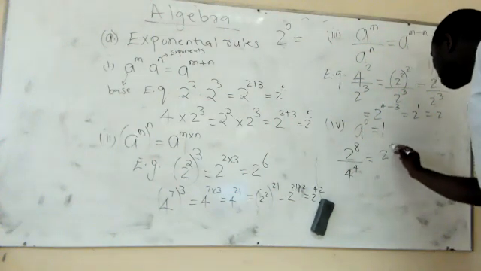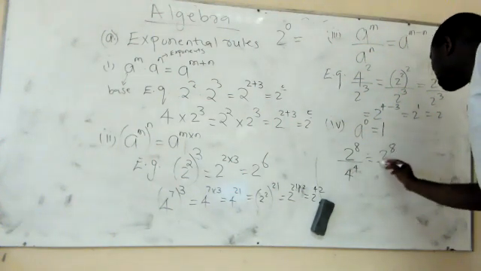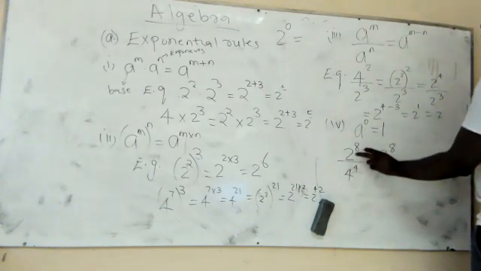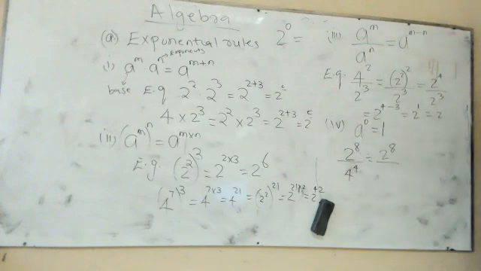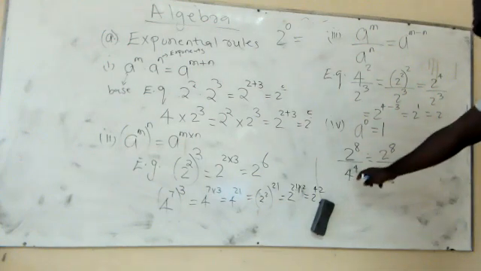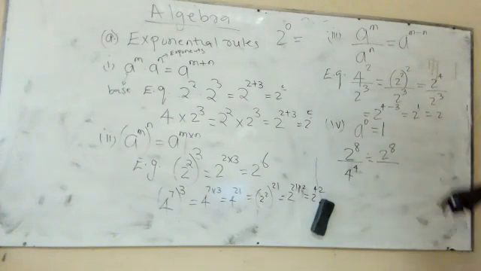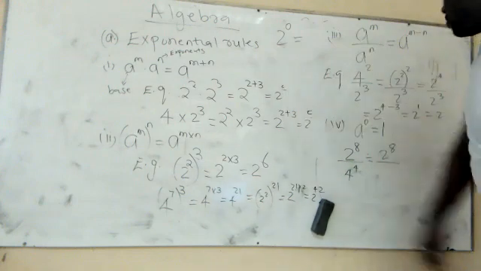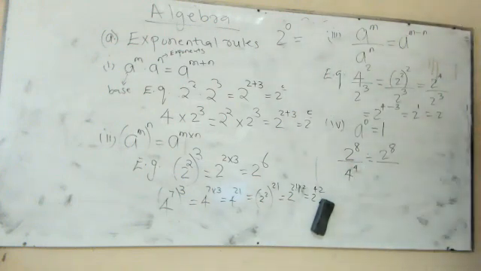So the numerator, we can leave it as it is, but the denominator, we must make sure is having the base of 2. Can anyone tell me how we can make the denominator have the base of 2? Because if it's having the base of 2, we can then apply the rules I've given you. How can we write this with the base of 2?